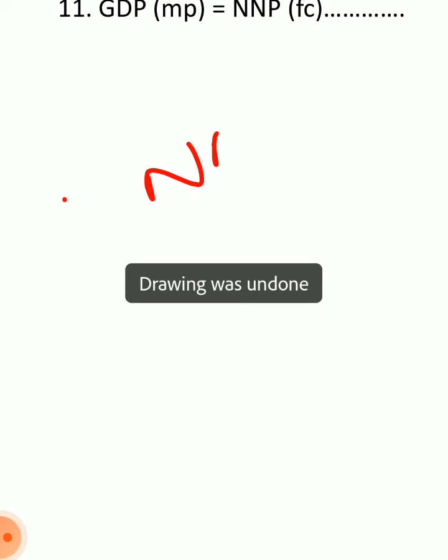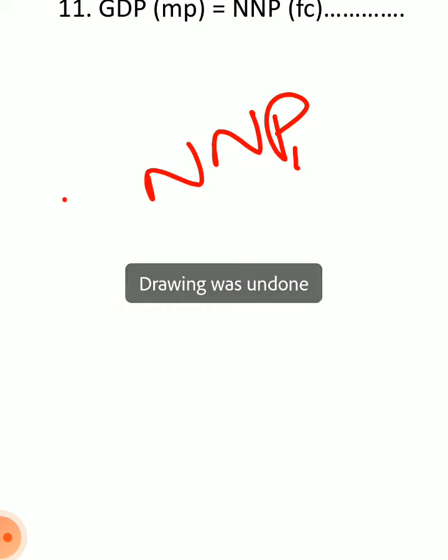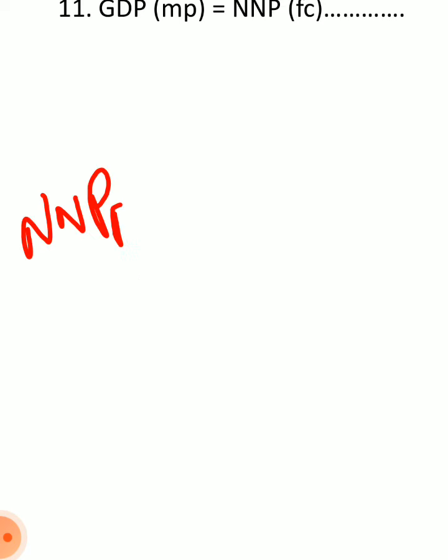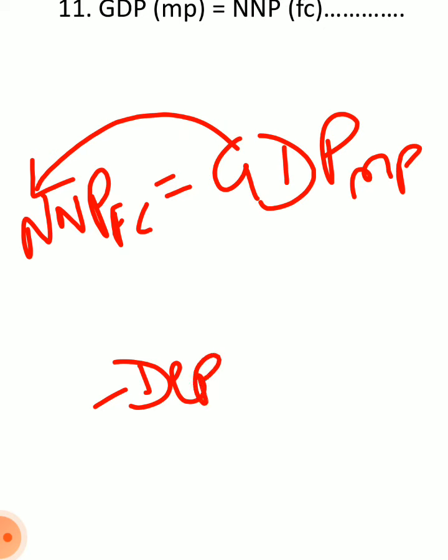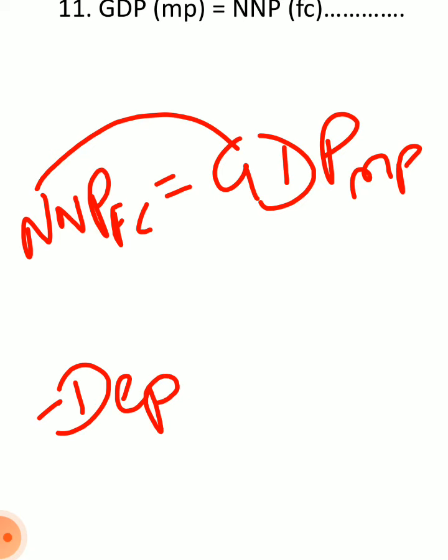Like first we write NNP FC equal to GDP MP. So first we will convert gross into net. What will we do? We will minus depreciation. We will minus depreciation while converting gross into net. Okay, this is done. Now we will come to the second place.